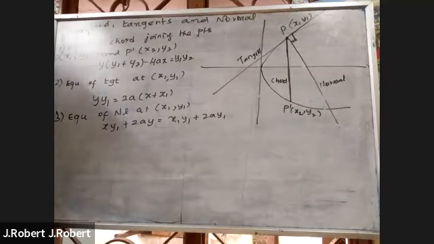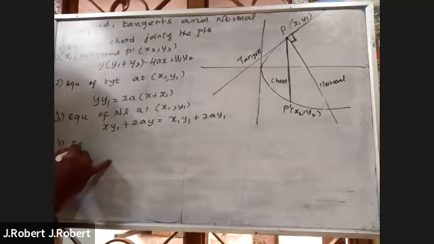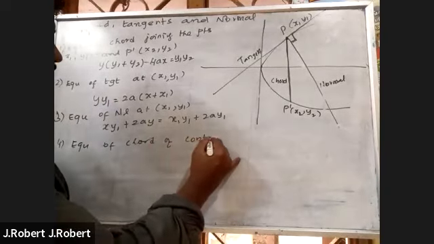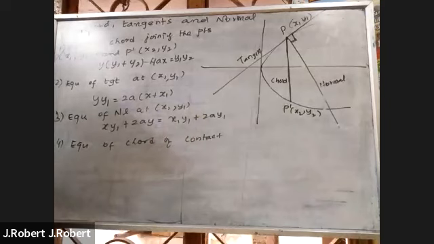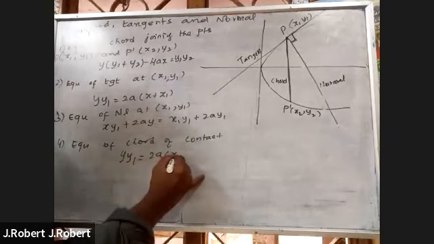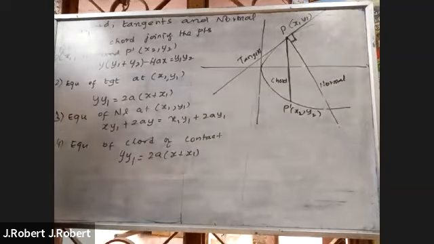Next one, equation of chord of contact. The formula is the same as the tangent: y y1 is equal to 2a into x plus x1. This is for the point x1 comma y1.